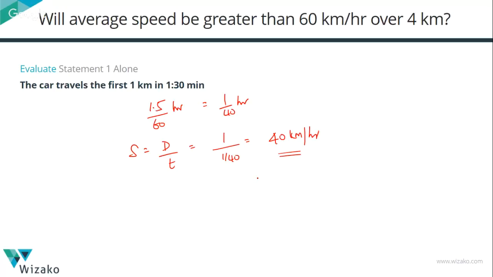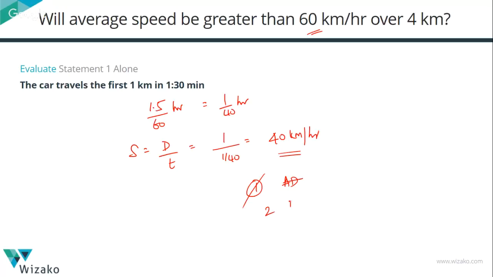It's accelerating. So when it's accelerating, the speed is going to go beyond 40. But over the next 3 kilometers, is it going to average 60? That we do not know. It could very well do that. It need not do that. We have no idea about it. Therefore, statement 1 alone is not sufficient. Rule out 1. With that go answer choices A and D.